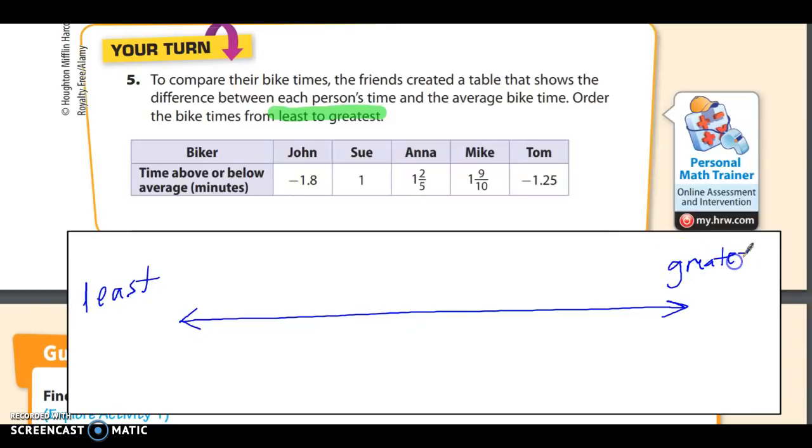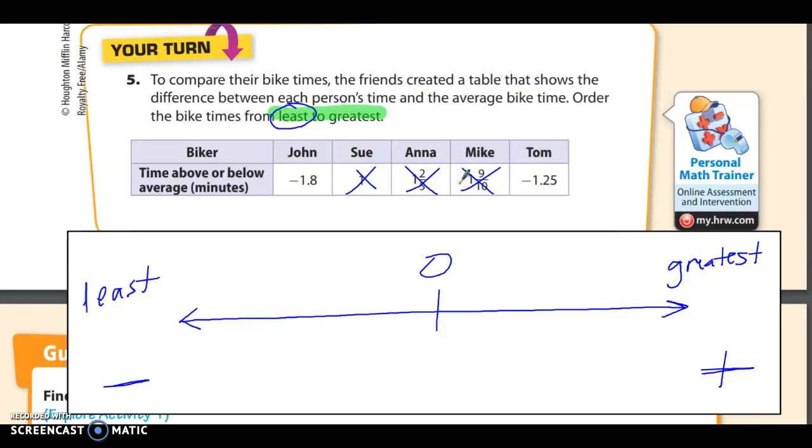And in addition to that, when we're dealing with positives and negatives, 0 would be in the middle, and the negatives will be on the left, and the positives will be on the right. So when it says least to greatest, go find your negatives and get those out of the way. Right now, we can only worry about negative 1.8 and negative 1.25.